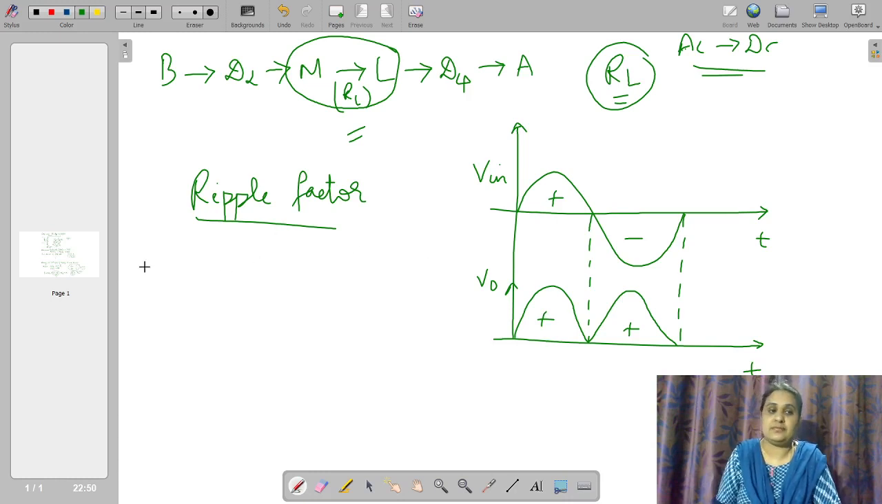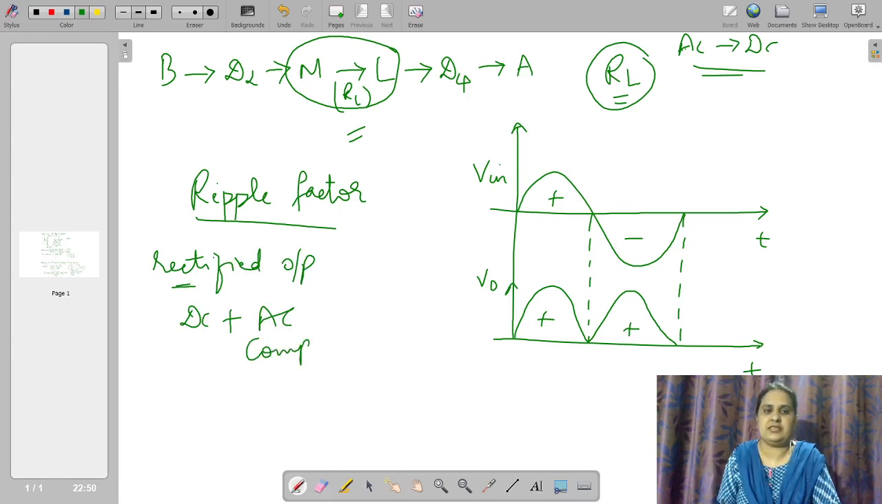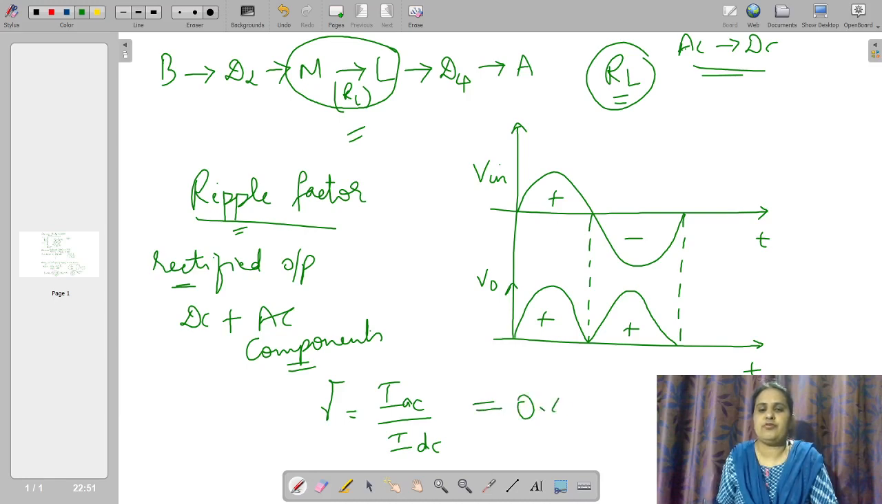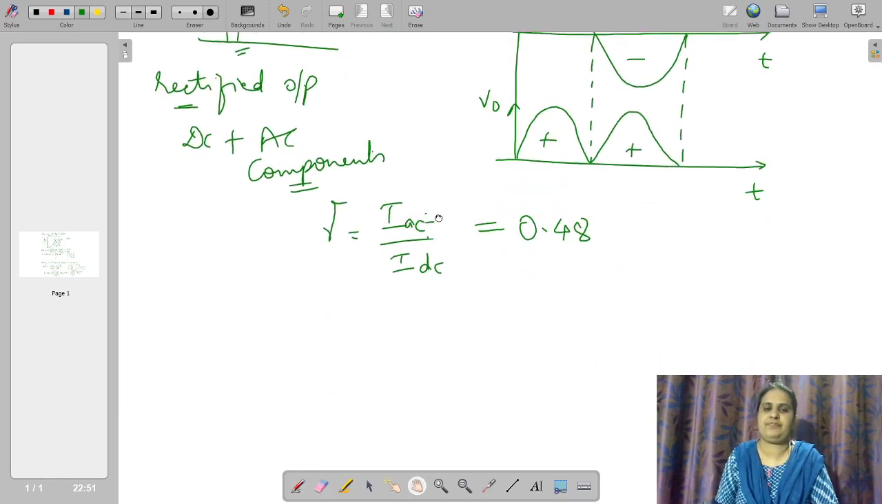But this rectified output contains DC and also AC components. The amount of the AC components present is called ripples in the rectified output. How much ripple is present is given by the term ripple factor, gamma, which is equal to the AC component of the rectified output to the DC component of the rectified output. This comes out to be 0.48, which we have discussed in our previous class.